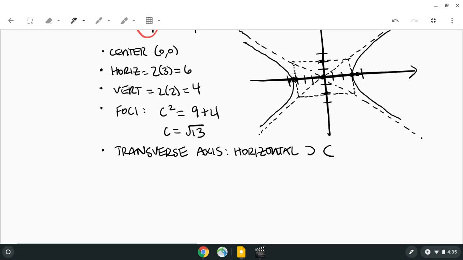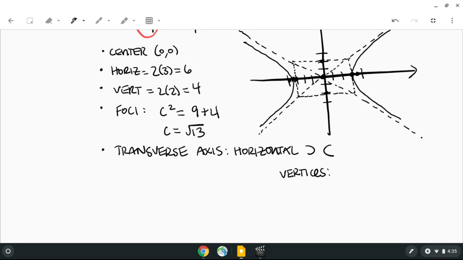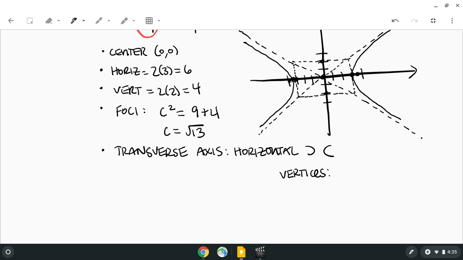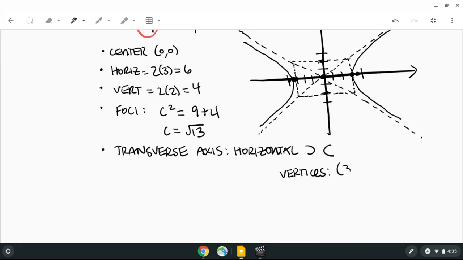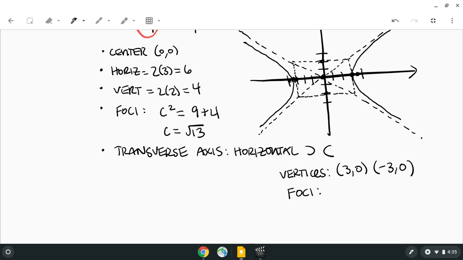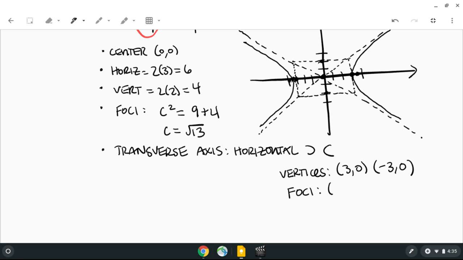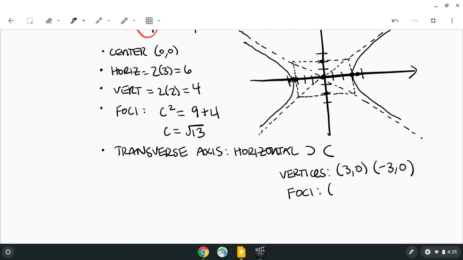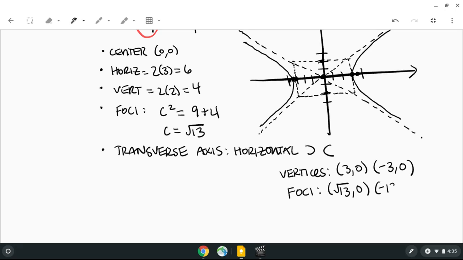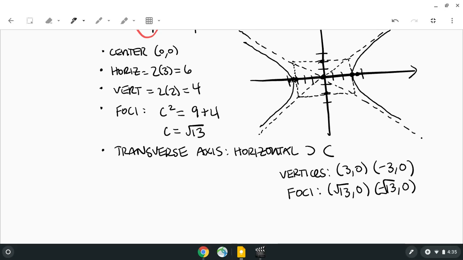Let's just label some things. So I see that my vertices, we can just count them. We have one of them at 3, 0, and another one at negative 3, 0. And then my foci, we have it at square root 13, 0, negative square root 13, 0. And the equation of those diagonals, those are our asymptotes.